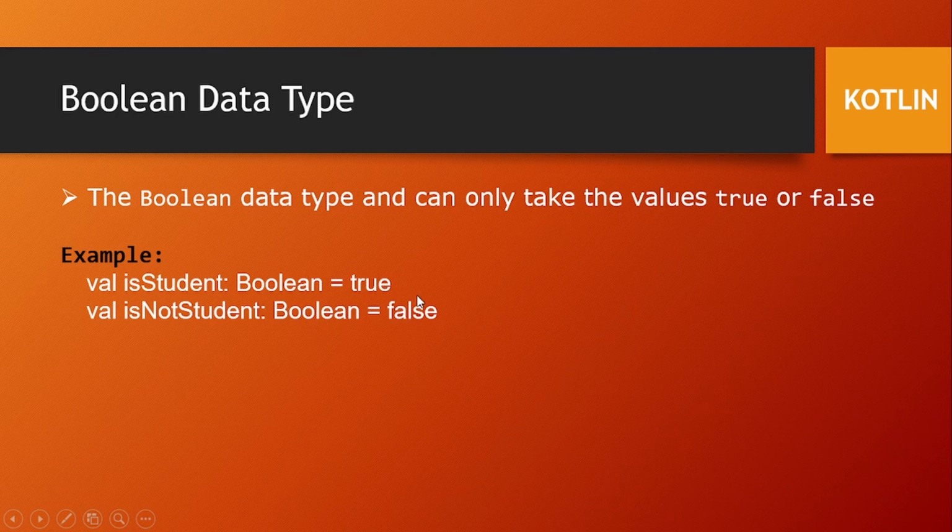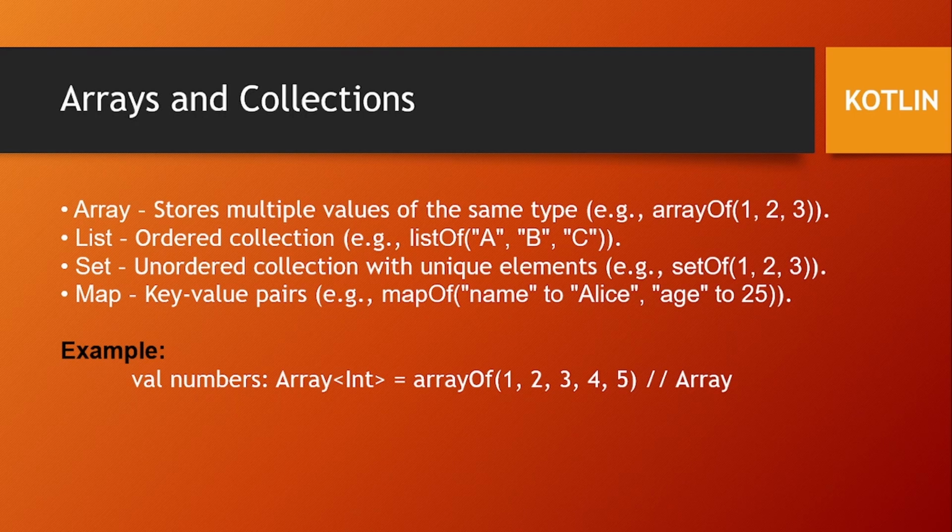You can store either true or false. So let's see the fifth category or group of data types, which will be arrays and collections. Arrays store multiple values of the same type, or homogeneous types. Homogeneous means same types. By using this arrayOf function, we can see its example later on, it will hold only variables of integer type, and the collection will be list, set, and other collections.